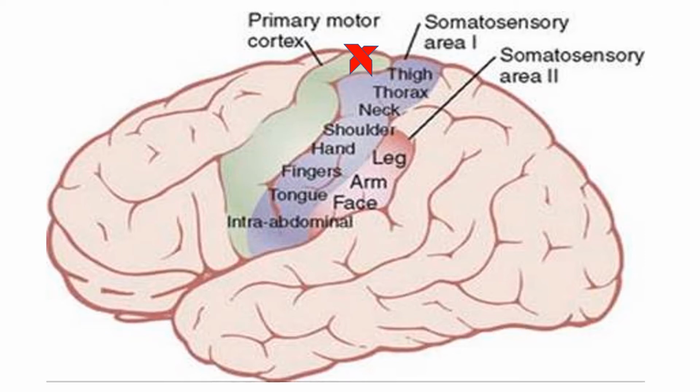The left hemisphere is connected to the right side of the body, and the right hemisphere is connected to the left side of the body. So if you have damage where you see the red X, that would mean a lack of movement of the right foot because we're looking at the left hemisphere.